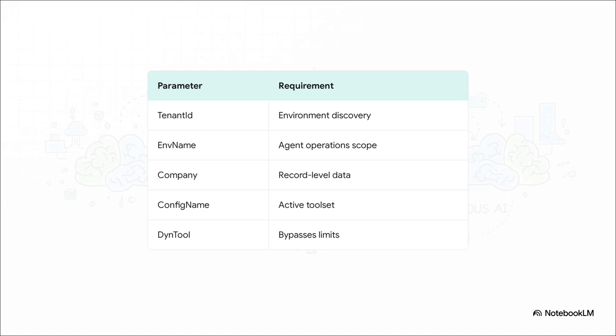Now, you must define some mandatory connection parameters to securely hook into Microsoft Entra ID. You need your tenant ID for environment discovery. You need the environment name to define the agent's scope. Is it sandbox? Is it production? Then, obviously, you need the specific company, the configuration name to actually select the active tool set, and finally, the dynamic tool mode. And honestly, that toggle is brilliant. It just bypasses client-side tool limits entirely. This whole setup ensures that every single action the AI agent takes is performed under your specific identity and permissions. It creates a completely bulletproof audit trail.